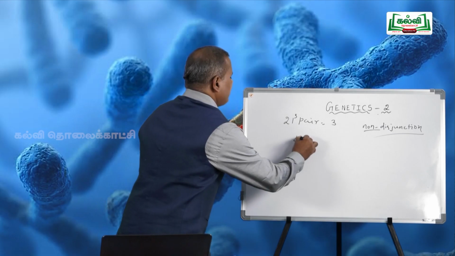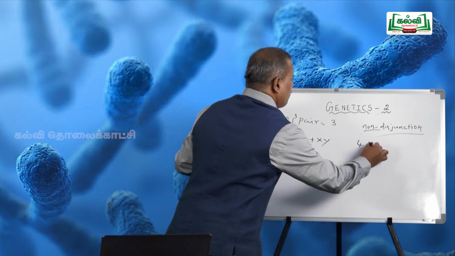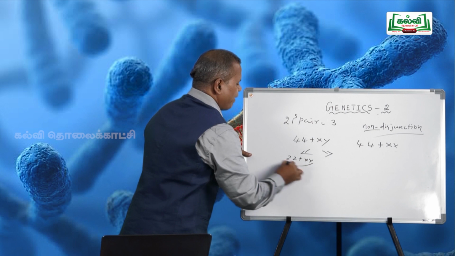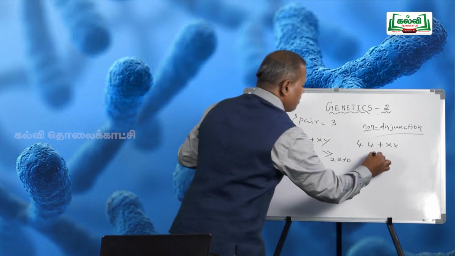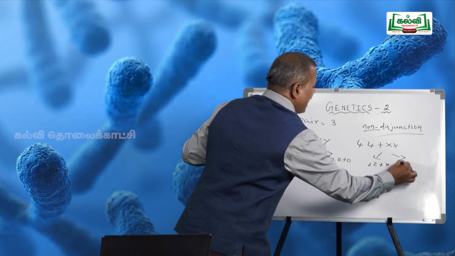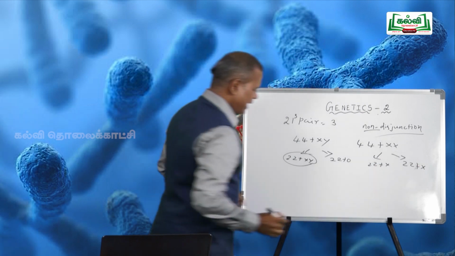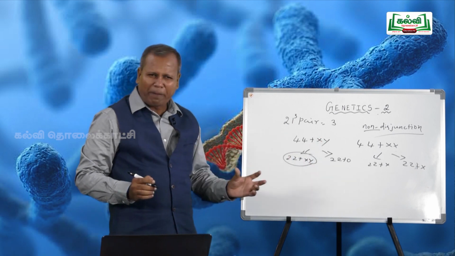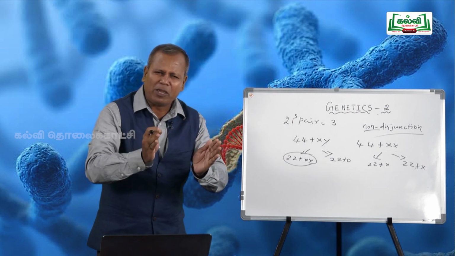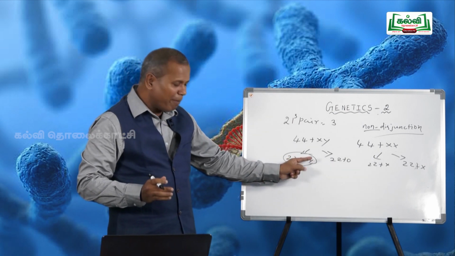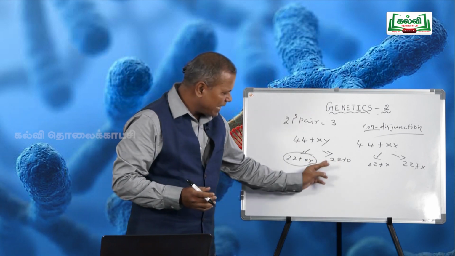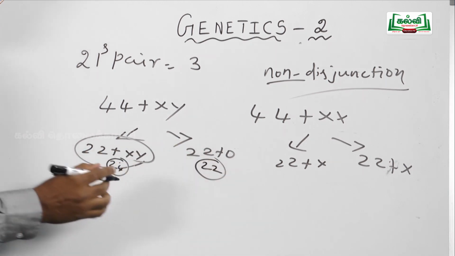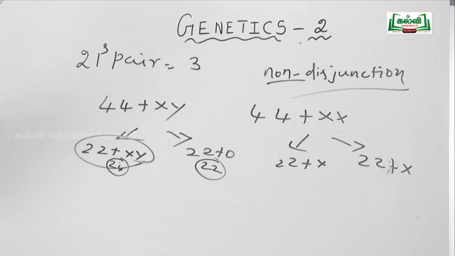See here, a male with 44 plus XY chromosomes, a female with 44 plus XX chromosomes. In male, if irregular meiosis takes place, you get gametes like this, 22 plus XY and 22 plus 0. In female, regular meiosis takes place, 22 plus X and 22 plus X. See the gametes in males. Here, the autosomes alone undergo meiotic cell division. The sex chromosomes are not separated. This non-disjunction is responsible for the formation of one male gamete with an additional chromosome, another male gamete with fewer chromosomes. One gamete with 24 chromosomes, another male gamete with 22 chromosomes. This is called irregular meiosis or non-disjunction of sex chromosomes.